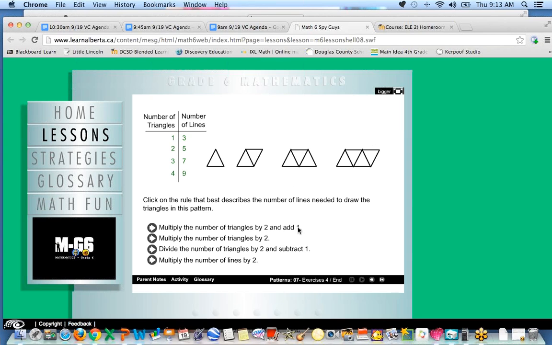Yes, and Tyler typed something into the chat. That's perfect. Which one of these says that choice, Tyler? A, B, C, or D? Would we multiply the number of triangles by 2, then add 1? Does that work? Yeah, it does work with lines. Yes. It does work. Perfect. So we don't have to go any farther.